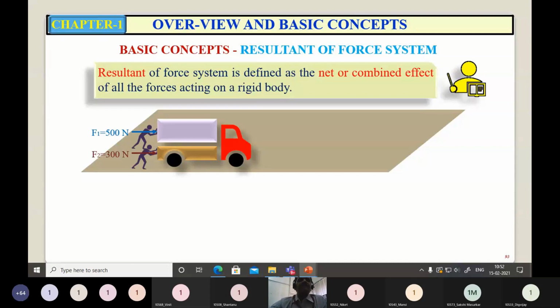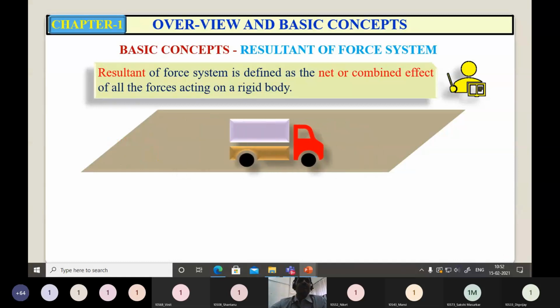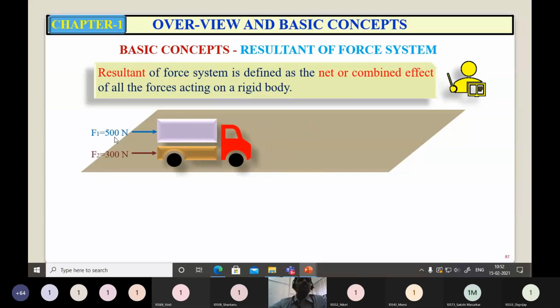Now, I am replacing these two persons with a very big person who can apply 800 Newton force, because of which the truck moves. That means we are replacing these two forces, 500 Newton and 300 Newton, with only one force, that is 800 Newton, so that it will have the same effect. Then this single force is known as the resultant force. So the combined effect of F1 and F2, the resultant force, is the algebraic sum. So this 500 plus 300, both are acting towards the right, so it is 800.